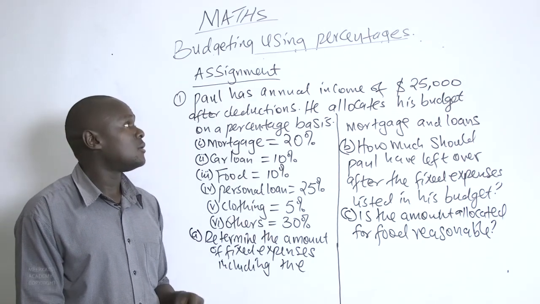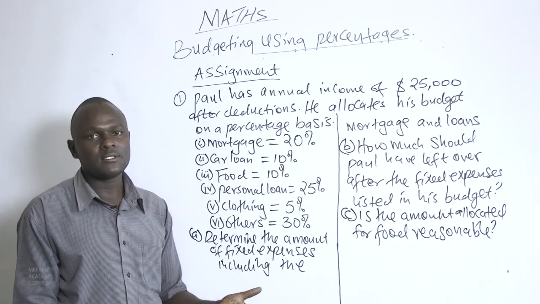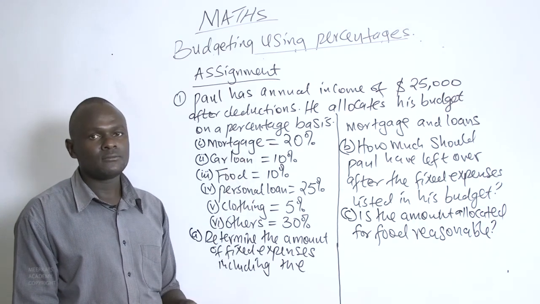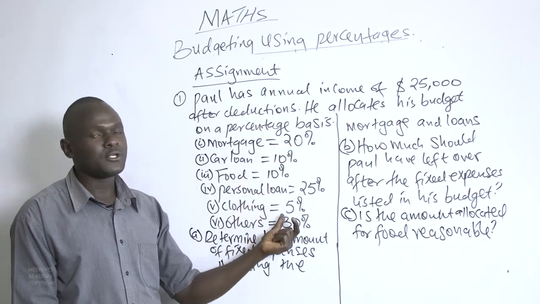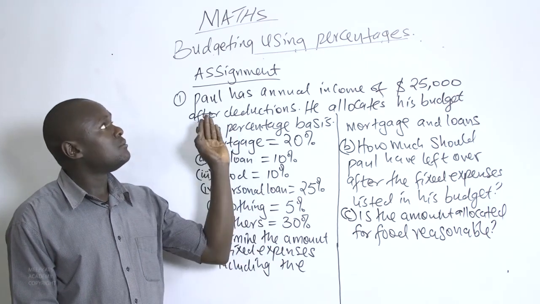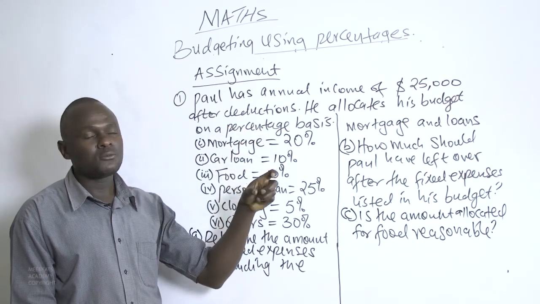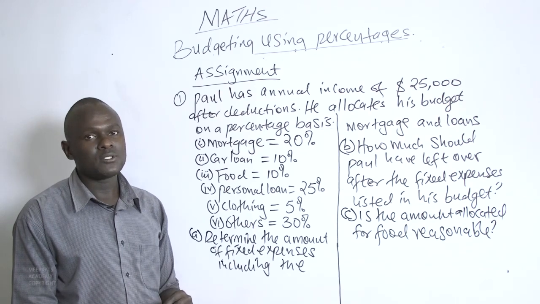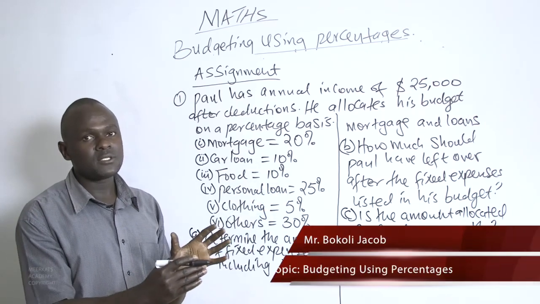So in today's lesson, we have looked at how to budget using percentages, different items allocated amounts based on the various percentages that have already been predetermined. In our next lesson, we will still be looking at budgeting, but using fixed amounts, fixed figures. We will no longer be looking at percentages, but fixed amounts.